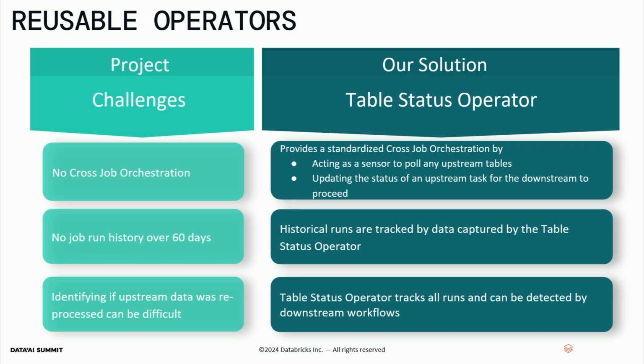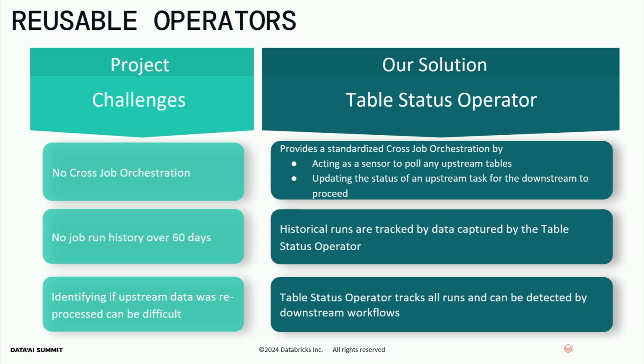And since we are storing all this information into a Delta table and using that as a sensor, we were able to solve the second challenge, which is that there's no job run history over 60 days. Currently with the workflow, you can only see the historical runs for 60 days. But we have all this data stored in the Delta table, and it's up to you to set the retention on that data that we are storing. So we were able to solve the second challenge as well.